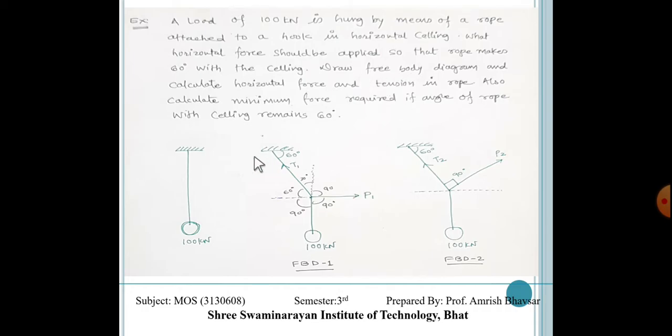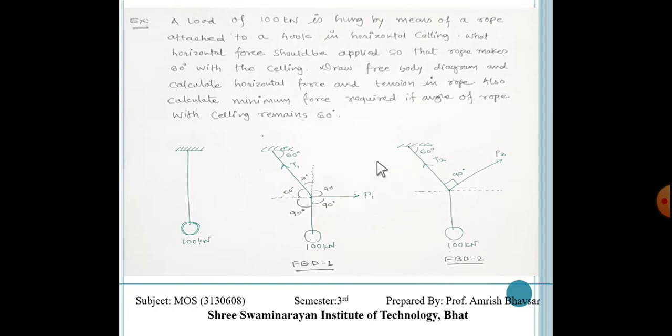Draw the free body diagram. This is our free body diagram, and we have to find out the horizontal force P and tension T. Also calculate the minimum force required if the angle of the rope with the ceiling remains 60 degrees. And in another case, what do we want?